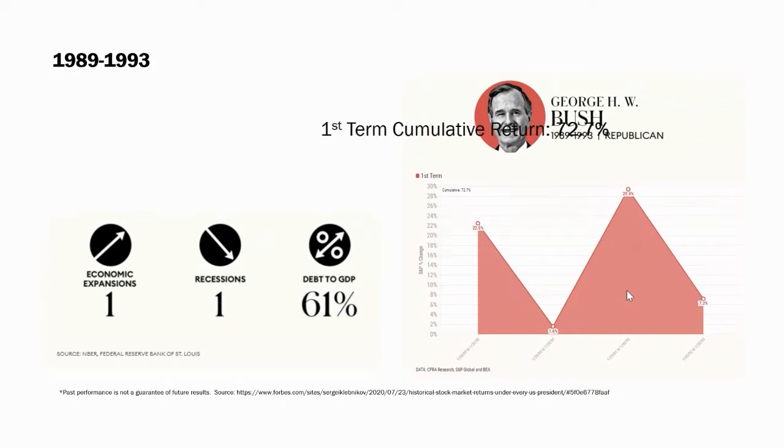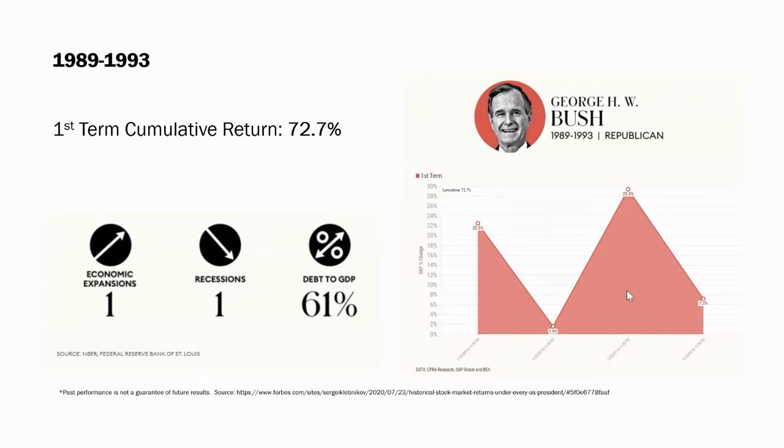He only served one term. And ultimately, during that term, he had a cumulative market return of 72.7%. So still really positive, from Reagan to Bush.